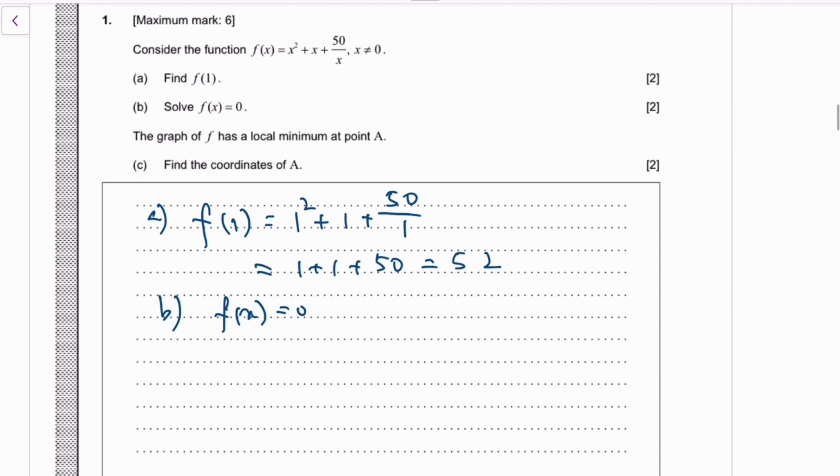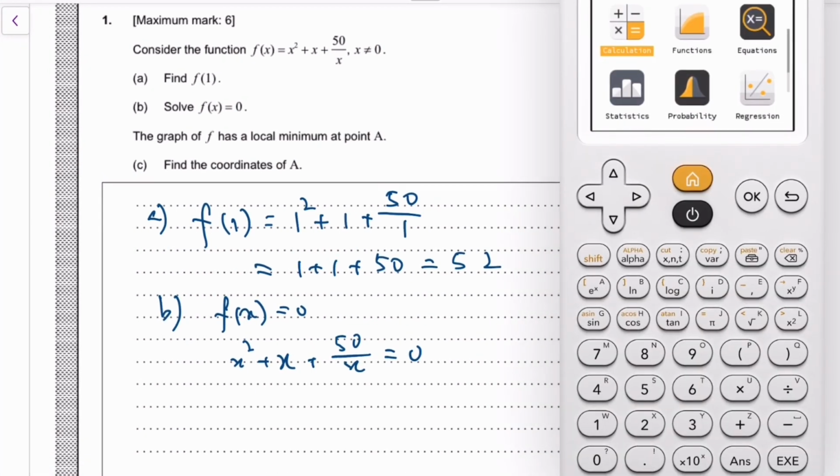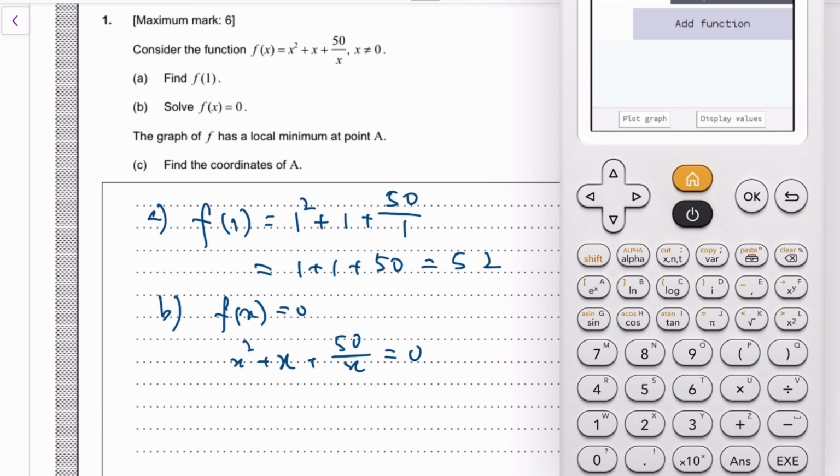You do not want to even try. In some cases, if the equation is super obvious and easy, you should try. But for this one, as a matter of fact, this is not something you can solve by hand. So you'll have to use a GDC to help you. So you're going to graph it.